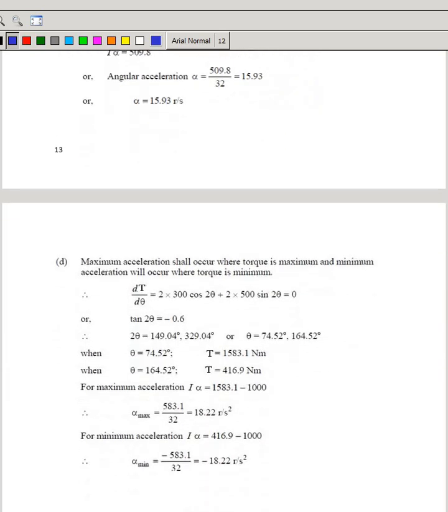So you get the value of alpha at 60 degree. And here for maximum acceleration, what you do is find out the maximum torque. So take dT d theta and equate it to 0. You get two values of theta, and these are the maximum and minimum torque. For maximum acceleration, you take the maximum torque minus mean torque, and for minimum acceleration, the minimum torque minus the mean torque, and you find out the maximum angular acceleration and the minimum angular acceleration.